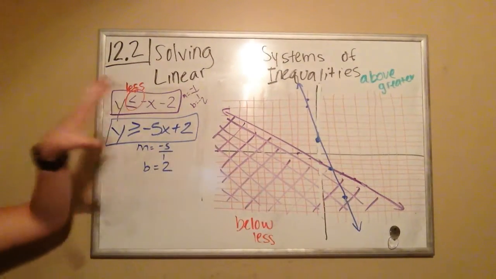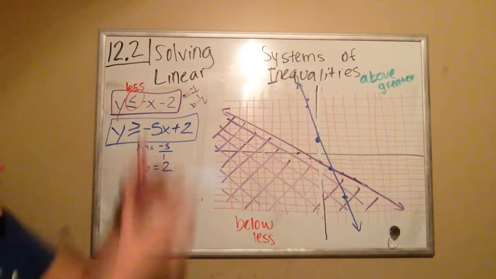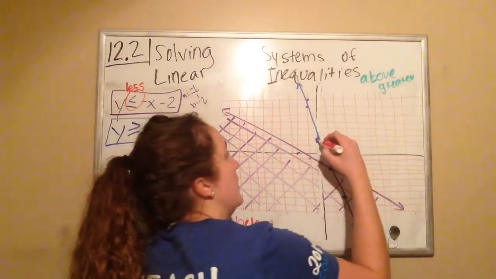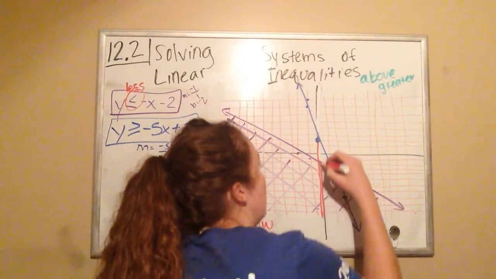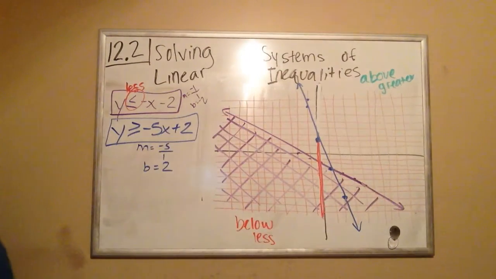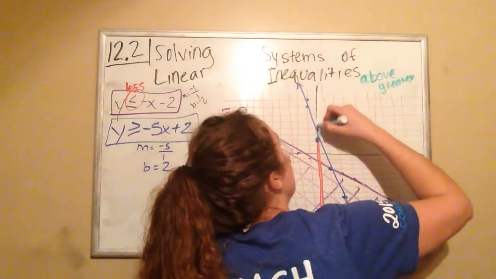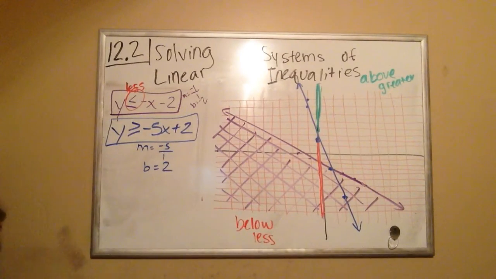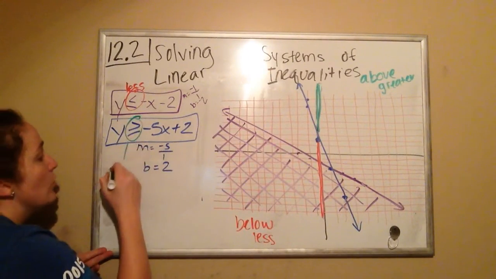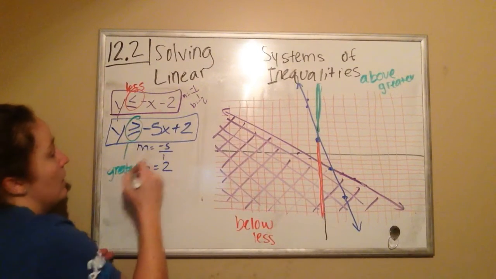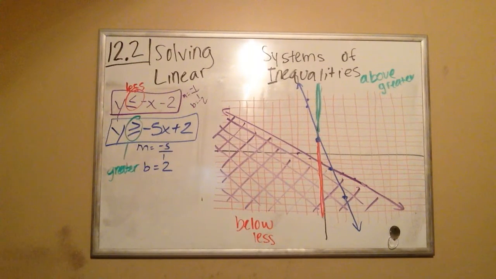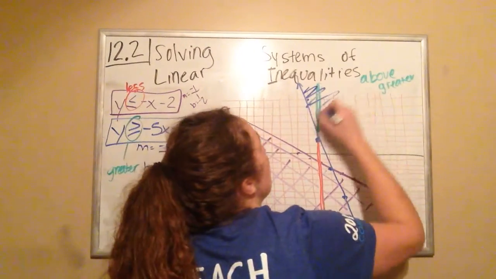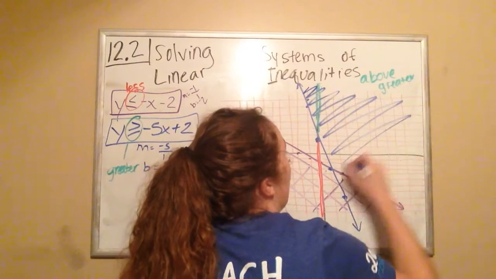Okay, so looking at my blue line, less than the line is down here. Greater than that line, or above that line, is up here. So when I read this inequality, it says y is greater than negative 5x plus 2. So my shading is going to be on the greater than side.